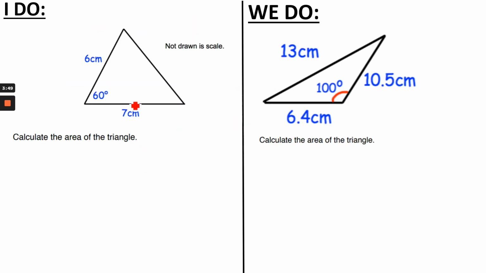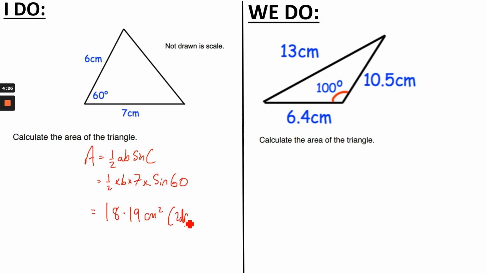So if we go through the first example, you can copy this down after I've gone through it. We've got two sides and the angle between them. So the area is just going to be half of AB sine C. We've got half of 6 times 7 times sine of the angle in between. You just type that into your calculator. So half times 6 times 7 times sine 60. And I've chosen to leave it as a decimal. So we've got 18.19 centimeters squared to 2 decimal places.